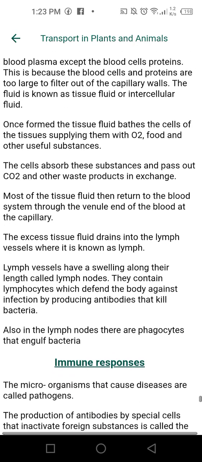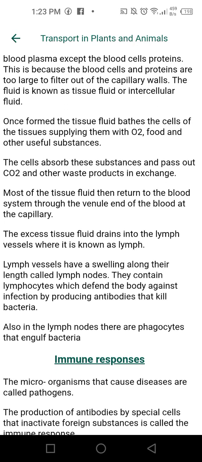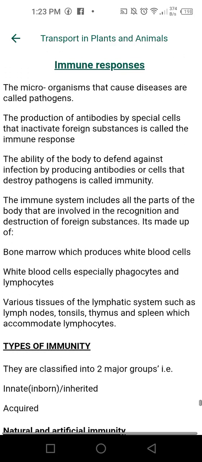Lymph vessels have a swelling along their length called lymph nodes. They contain lymphocytes, which defend the body against infection by producing antibodies that kill bacteria. Also in the lymph nodes there are phagocytes that engulf bacteria.